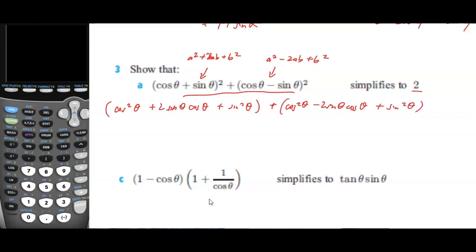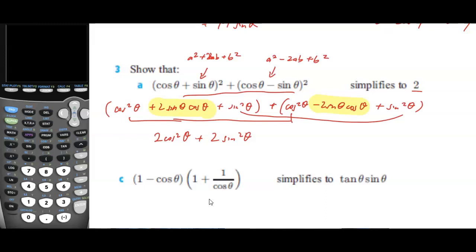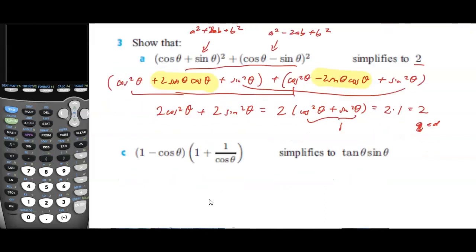So let's cancel out this and this. You have a positive and a negative version of each other, and then we can add these two together, and we add these two together, and we just end up with cosine squared theta times 2 plus 2 times sine squared theta. If we factor out the 2, we end up with the Pythagorean identity here. 2 times 1 is 2. We're done. Okay? Q.E.D.